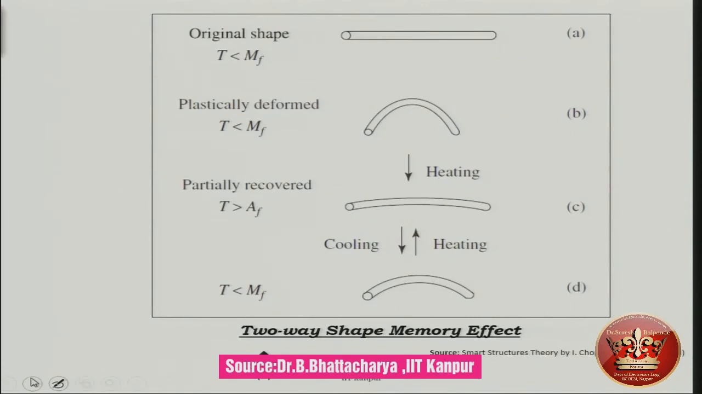So how does the two-way shape memory effect work? This is where you have the original shape at the martensite level. You deform the whole thing and then you heat it up.